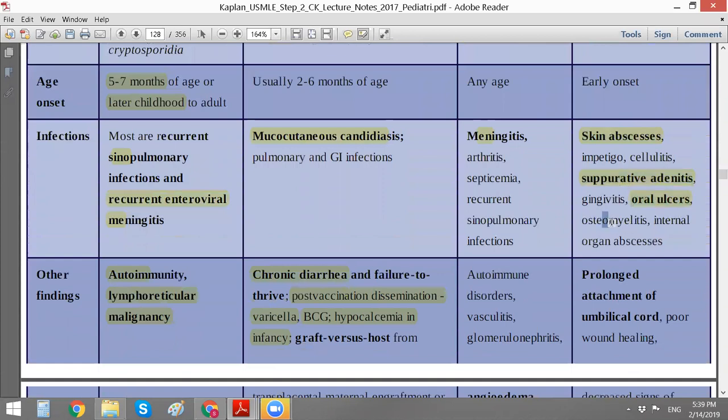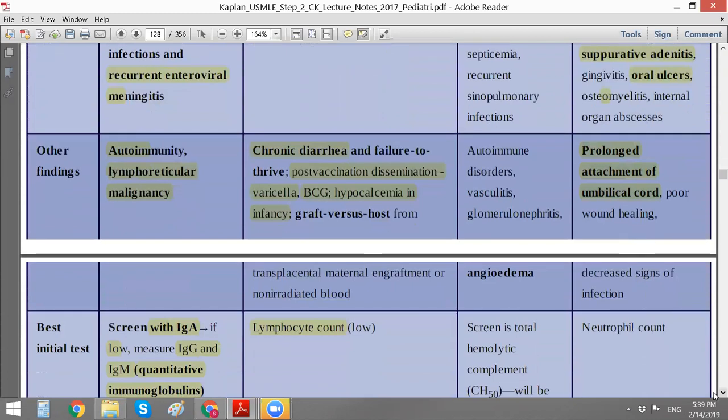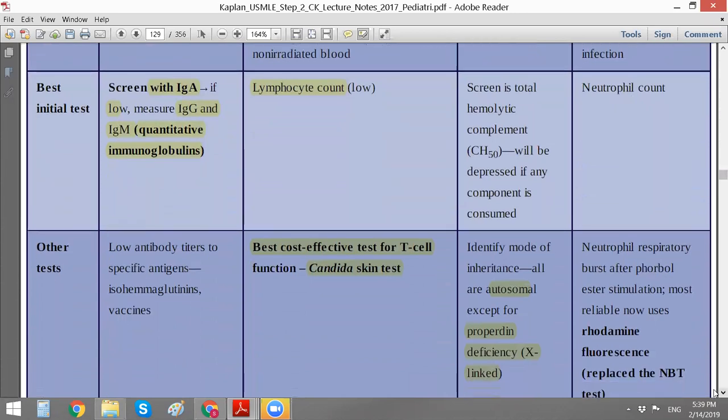So these things are happening in neutrophil deficiency. Prolonged attachment of the umbilical cord, we will find this. And poor wound healing, decreased signs of infection. Neutrophil count will be low here, and neutrophil respiratory burst. This is for neutrophil deficiency.